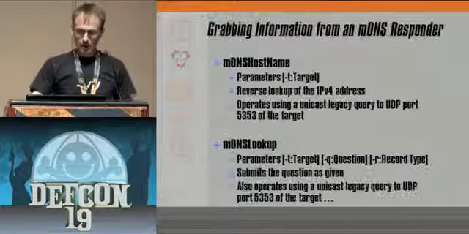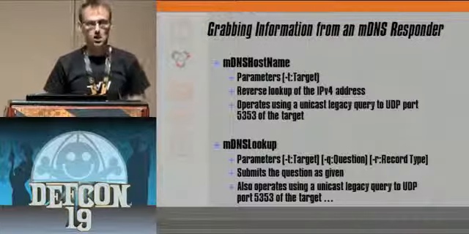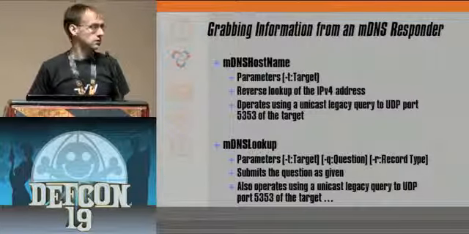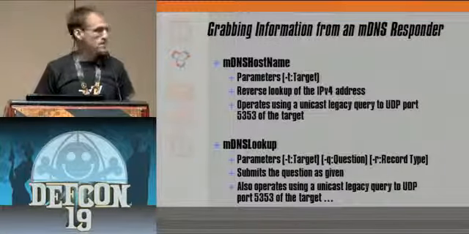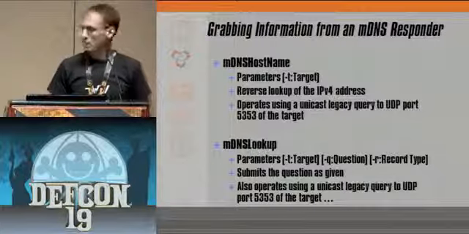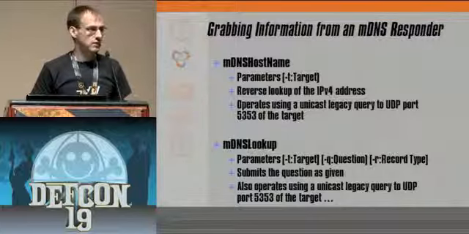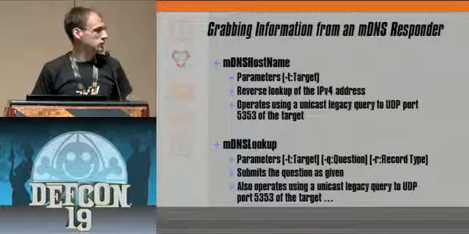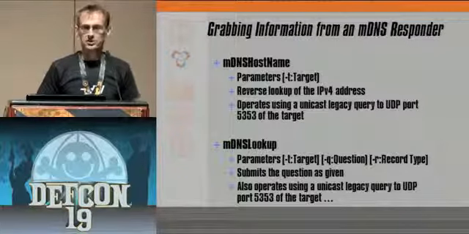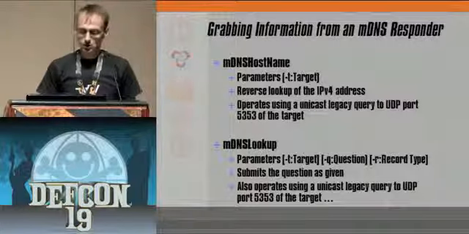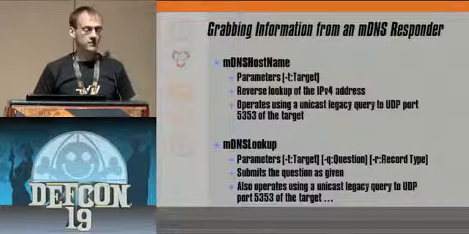Okay. All right. So when I saw this, I was pretty excited. I had an additional way to profile my hosts quickly, like I was often able to do with Windows hosts. And so I created a tool called MDNS hostname. The parameter there, it does a reverse lookup of the IPv4 address. I did repurpose some code that was designed for traditional or conventional DNS. So it basically just packages the same message but sends it to UDP port 5353. So it operates using a basically unicast legacy query to UDP port 5353 of the target.